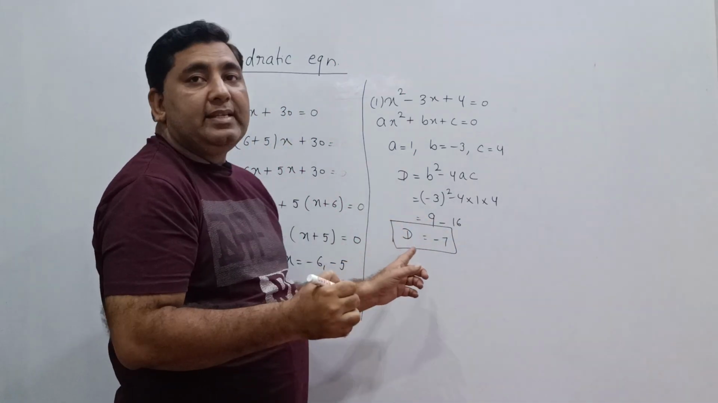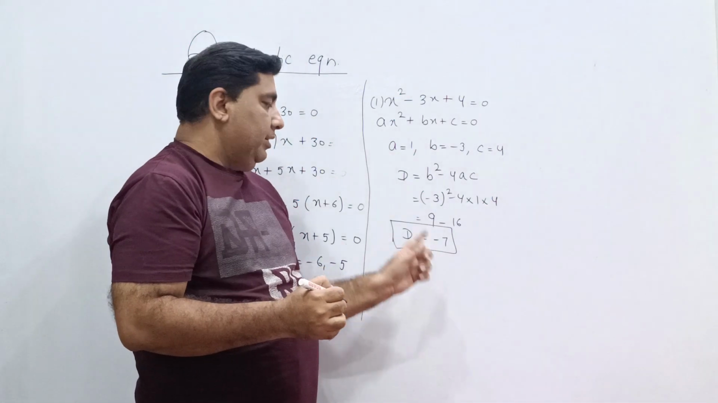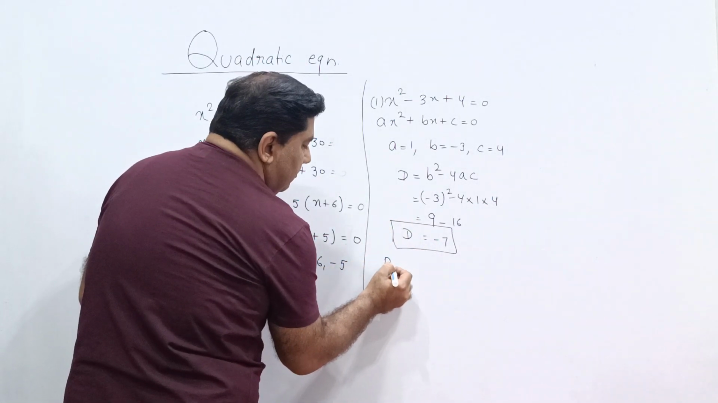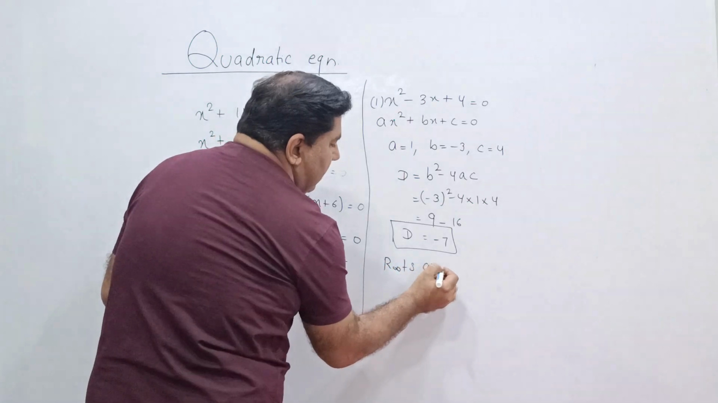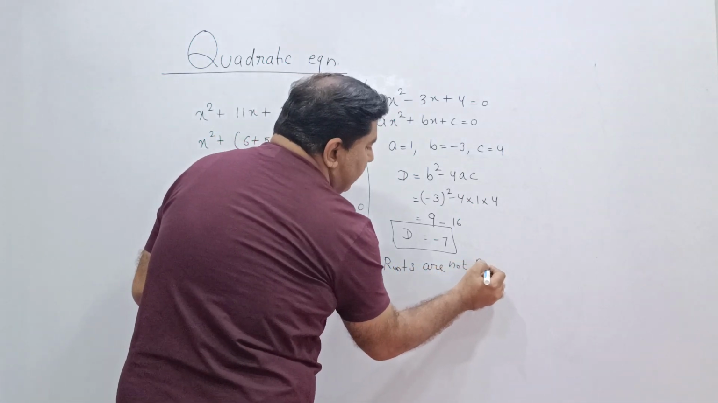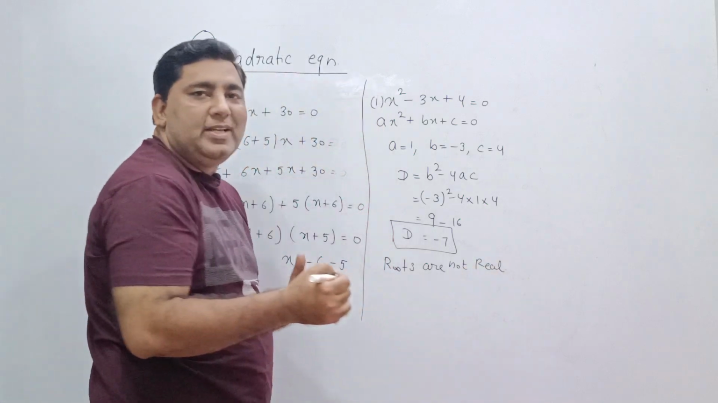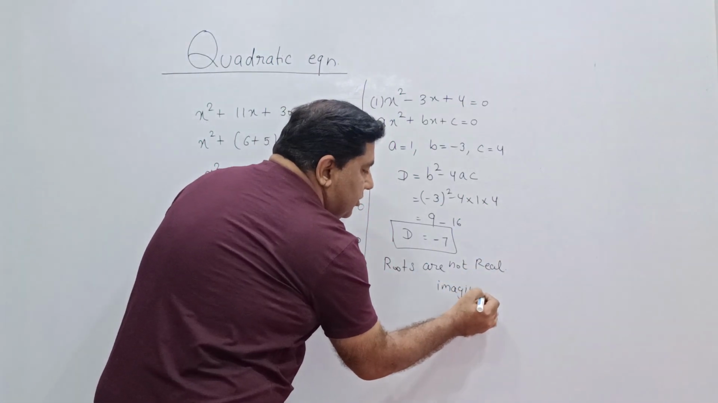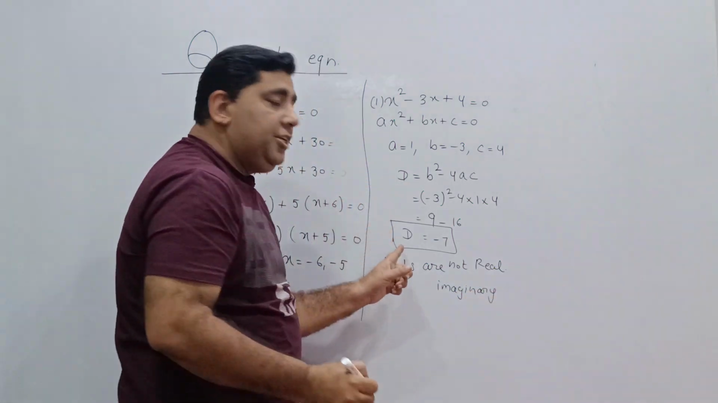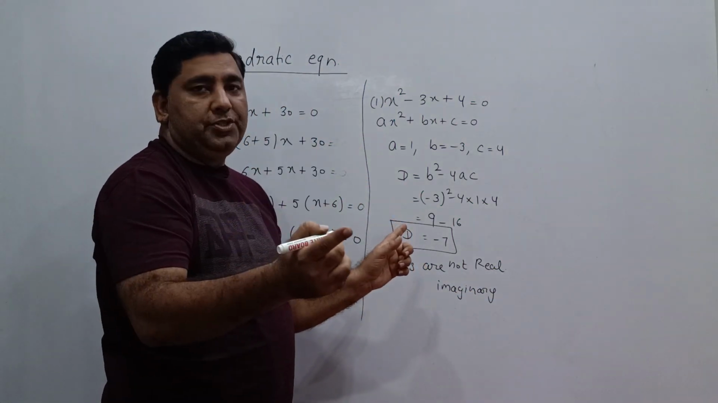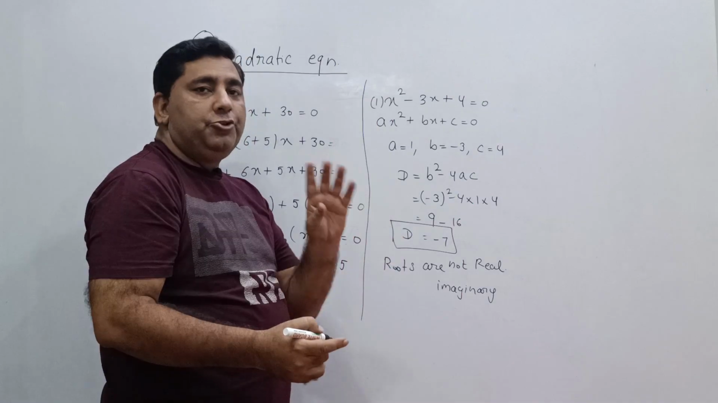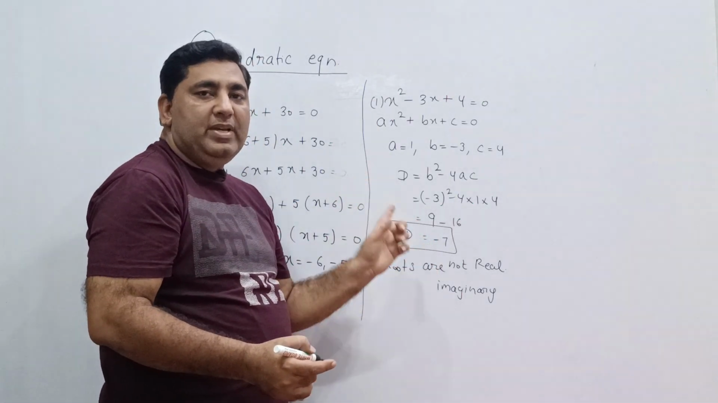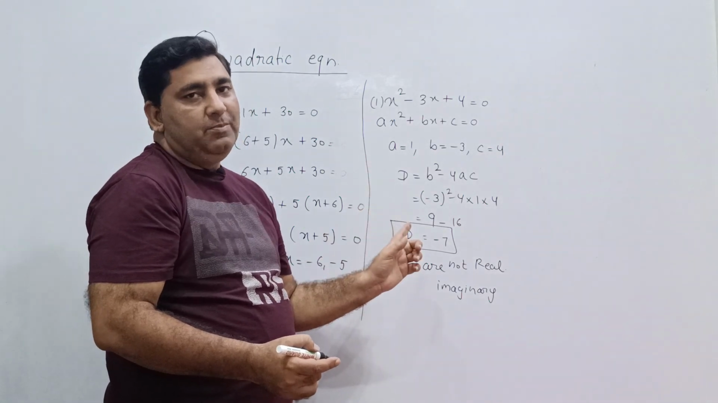If you get the discriminant negative, you will say roots are not real, or you can say the roots are imaginary. So D shows the nature of the roots. It may have three possible outcomes. It may come negative, it may come positive, and it may come 0.